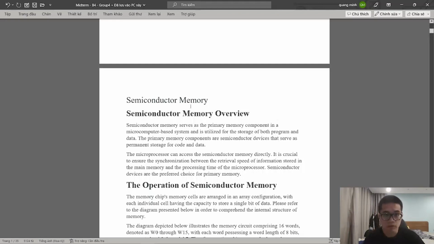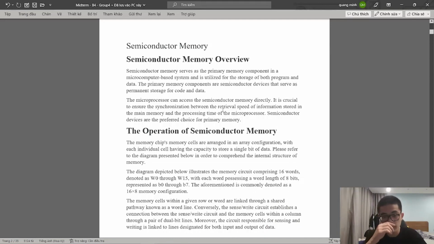So first of all, we need to understand the overview of semiconductor memory. Similarly, it serves as the primary memory component in a microcomputer-based system and is utilized for the storage of both program and data. The primary memory components are semiconductor devices that serve as permanent storage of code and data.